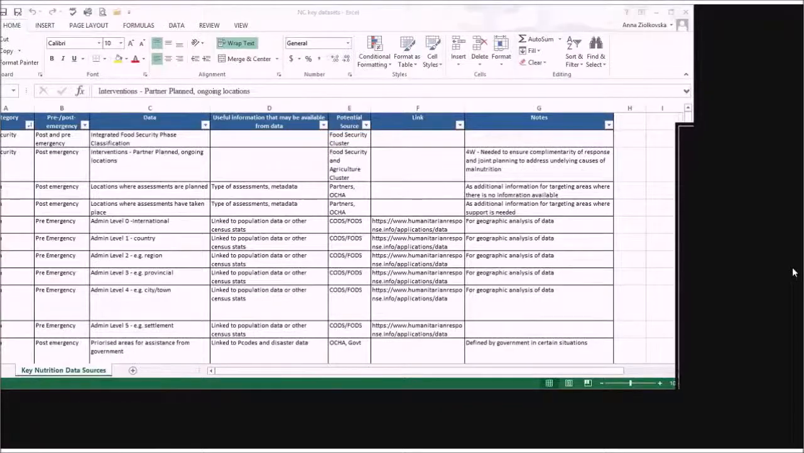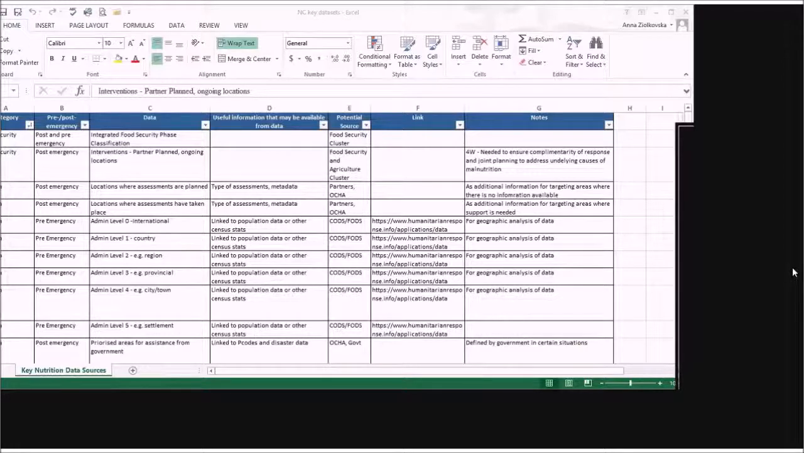Okay, so these are the key data sets which you should have in the nutrition cluster. It's not necessarily that you should have them in one database with all the information. You can just have them as separate data sets, because the purpose of them can be very different. For example, admin level boundaries, you don't need to store them in a separate database, because you would need them just for the mapping.